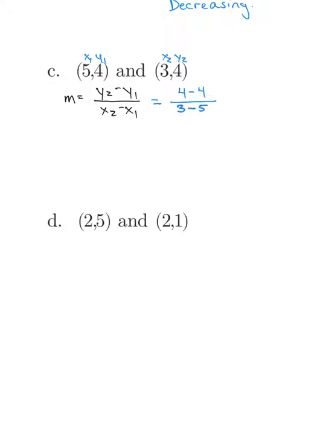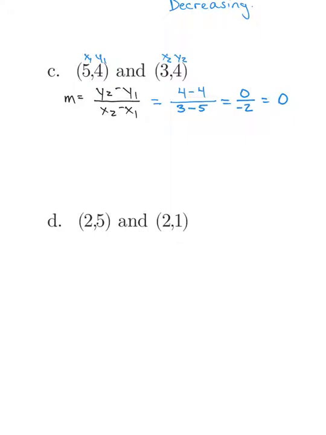And now if we simplify, we get 4 minus 4 is 0. 3 minus 5 is negative 2. And we should go ahead and simplify this down to 0. Remember that if it's 0 divided by a number, that's allowed. So we get a slope of 0.